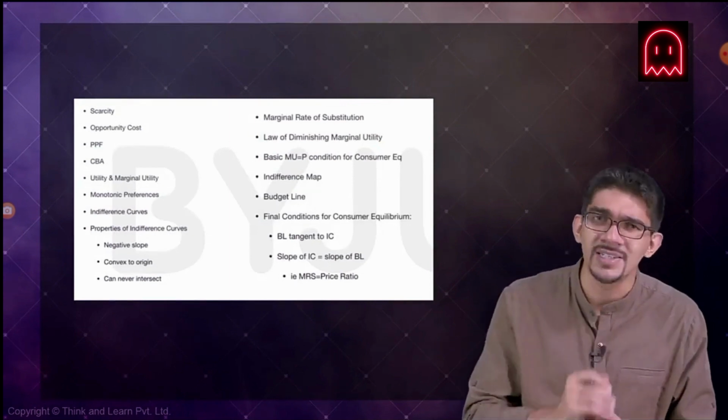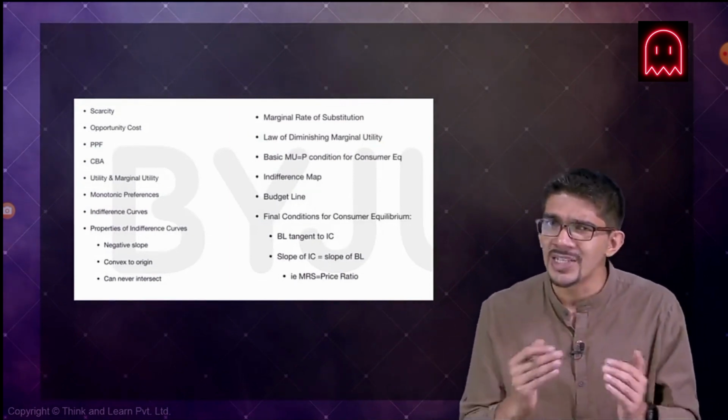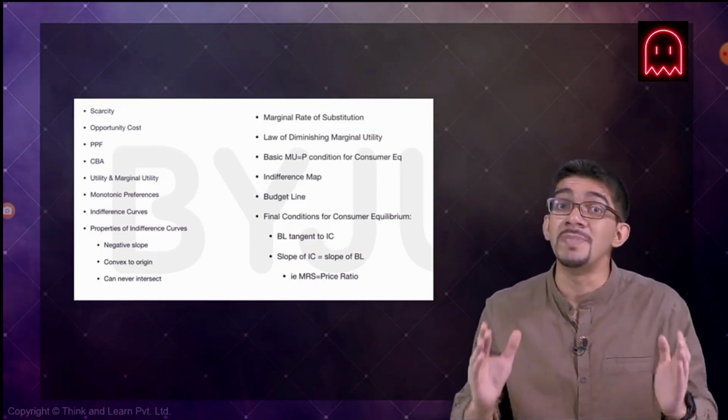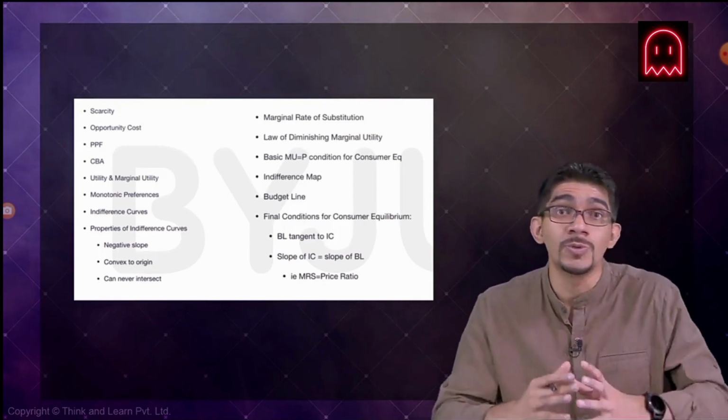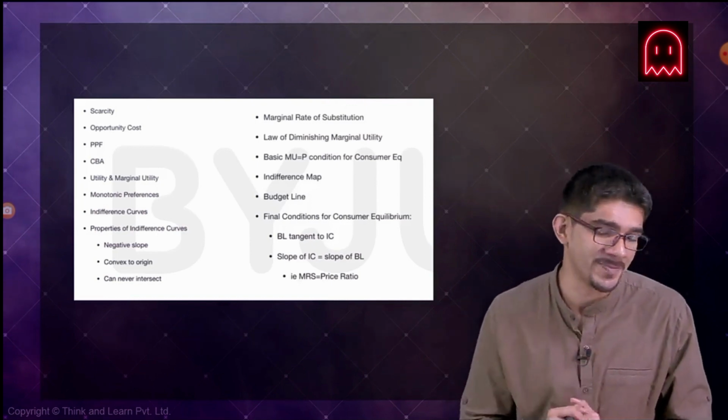You can see scarcity here, opportunity cost here, PPF, CBA, utility and marginal utility. Make sure you're familiar with all these concepts before you proceed to the questions. Let's move on to the questions now.